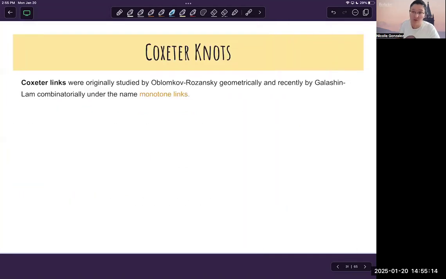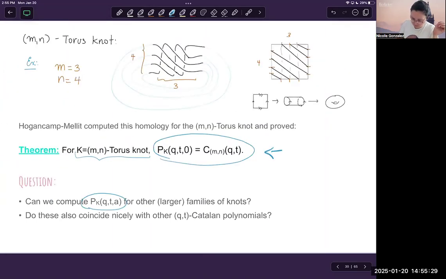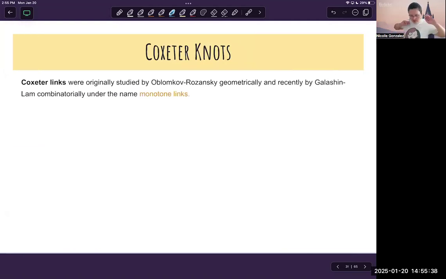So to do this, I need to introduce yet another family of knots, a much more general one called Coxeter knots. So again, our goal here is to introduce a new family of knots and then essentially generalize this theorem. Right? Connect this new family of knots to combinatorics. So to do this, let's define them. So a little bit of history.